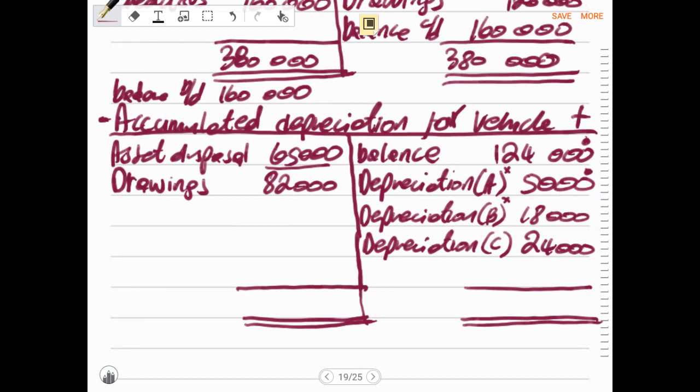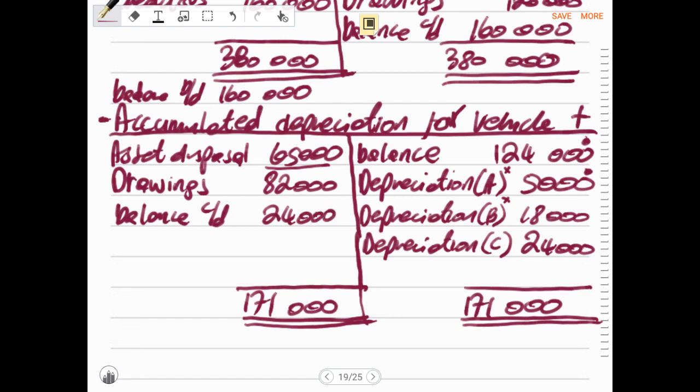Therefore, now we can balance this ledger account, and the bigger side is the credit side, and the total is 171,000 rands, and the total is 171,000 rands. If you strike the balance, that will give you the balance carried down of an amount of 24,000 rands. Why is it so small? Because this is the accumulated depreciation for motor vehicle C only. As you can see, is that one.